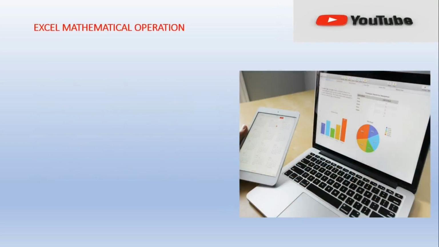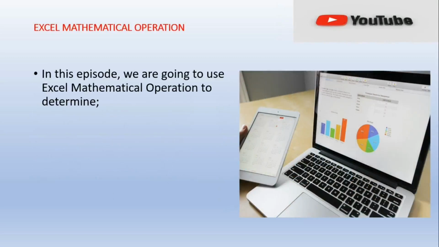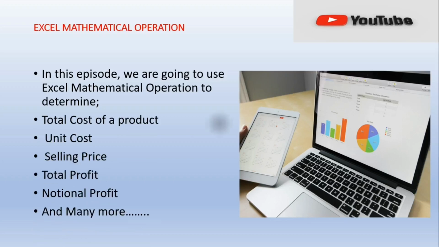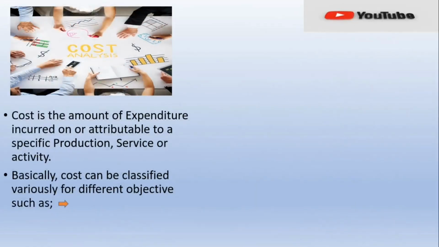In this episode, we are going to use Excel mathematical operations to determine the total cost of a product, unit cost, selling price, total profit, notional profit, and many more. But before we move to our Excel sheet, let's discuss what cost is all about. Cost is an amount of expenditure incurred on or attributable to a specific production, service, or activities.